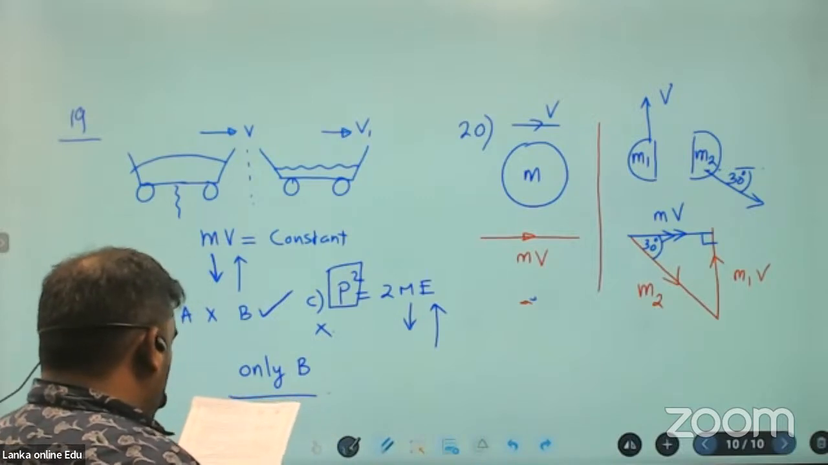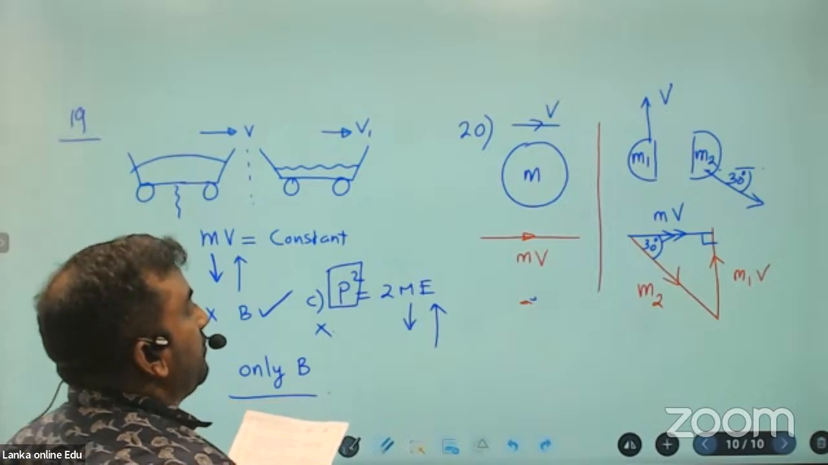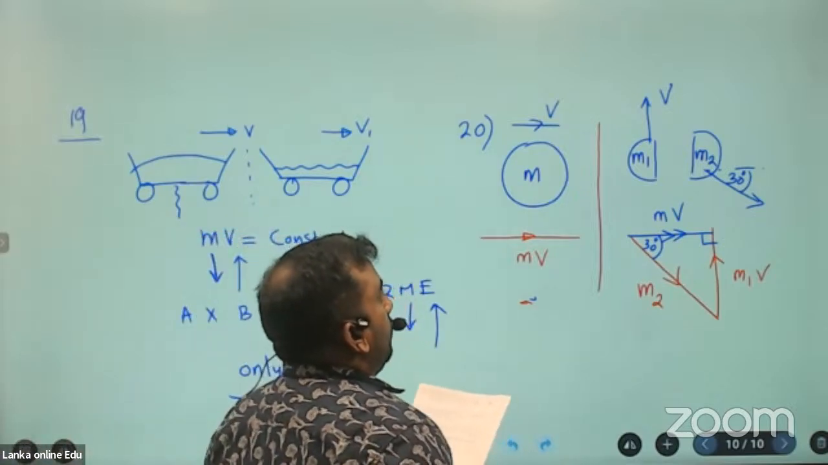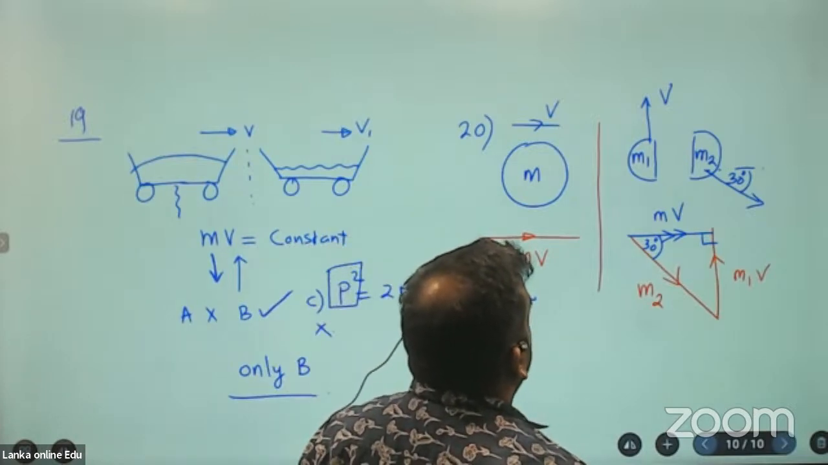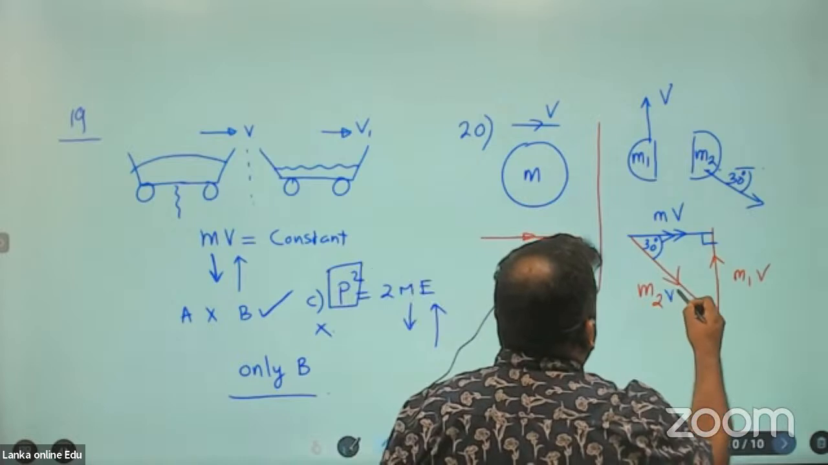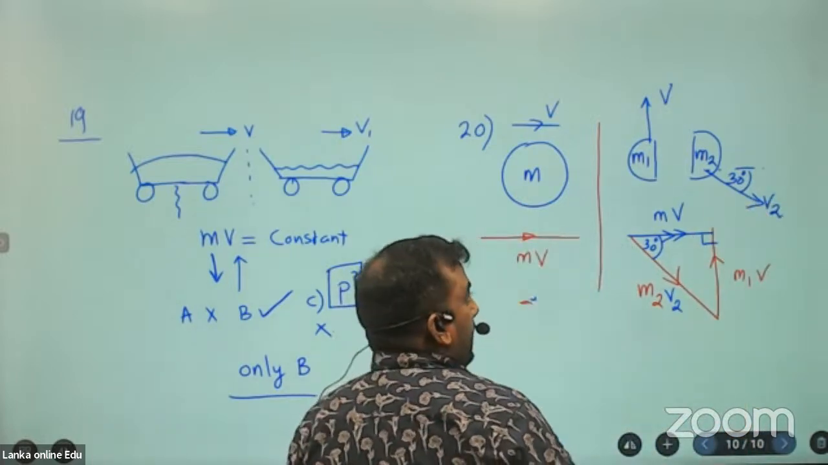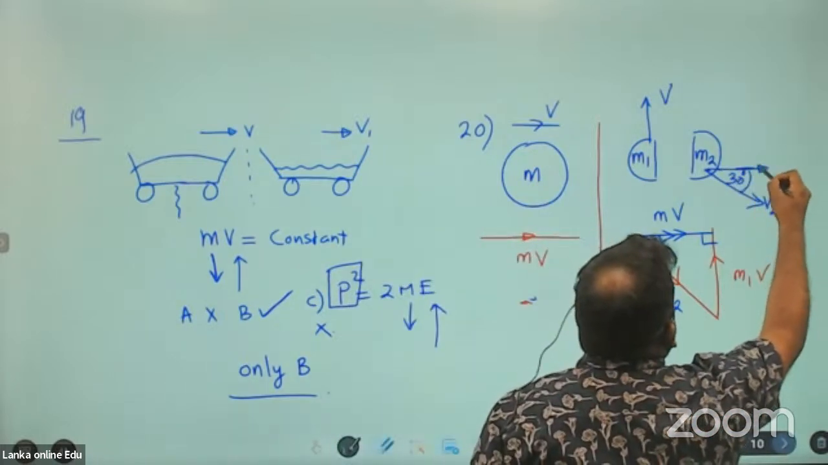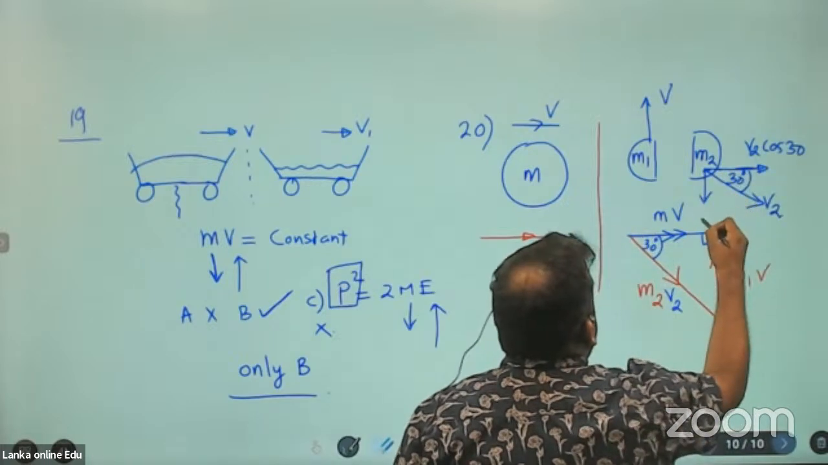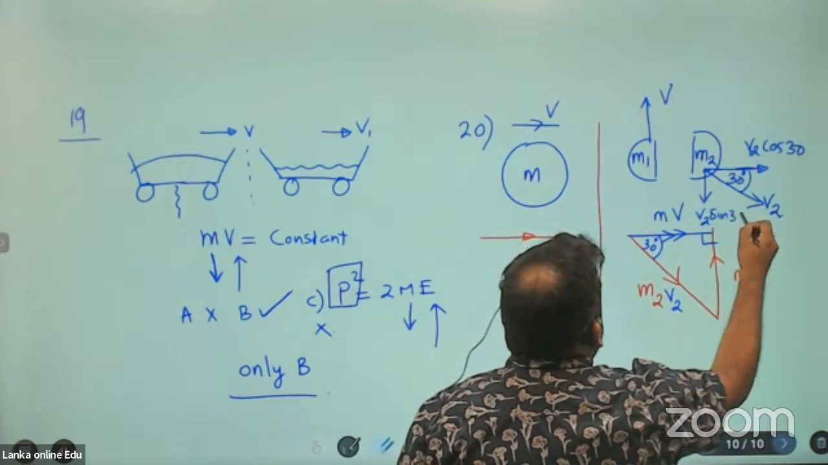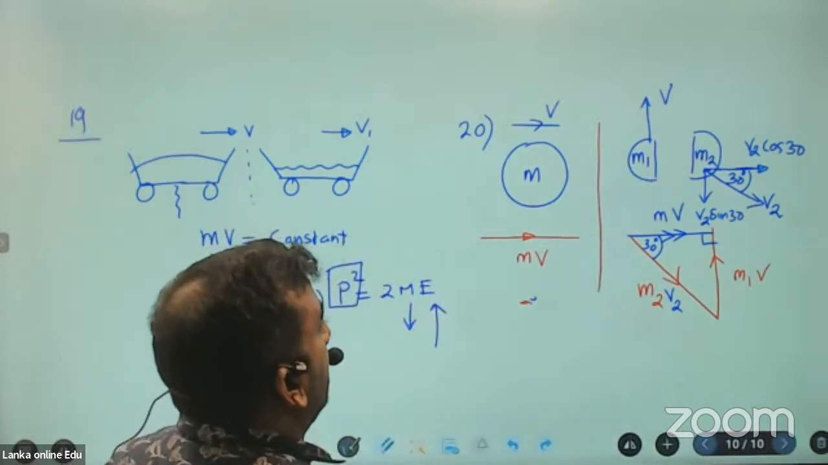So they're asking you, what is the ratio M2 divided by M1? I don't know this velocity, let's say. I can take components. V2 cos 30 in the forward direction, V2 sin 30 downwards.